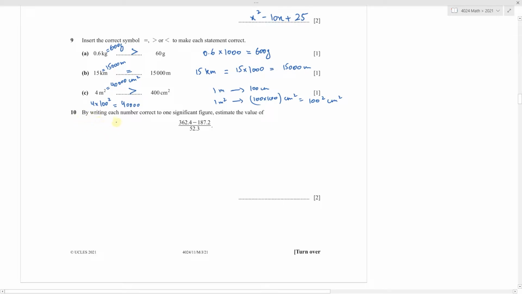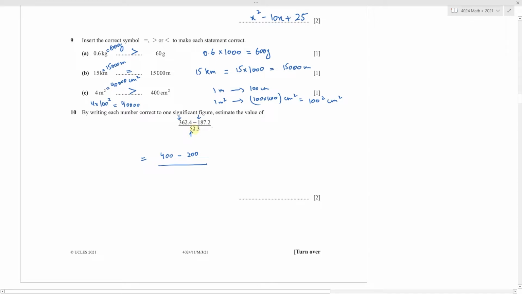Question 10, by writing each number correct to one significant figure, estimate the value of this. So let's first write each number correct to one significant figure. This is the first number, this is non-zero, so this is the first significant figure. The next number is 6, which is greater than or equal to 5, so this will be rounded up to 4, and everything else will be 0. So this will be 400 minus, this is 1, the first significant figure. The next number is again 8, so this one will be rounded up to 2, so this will become 200.